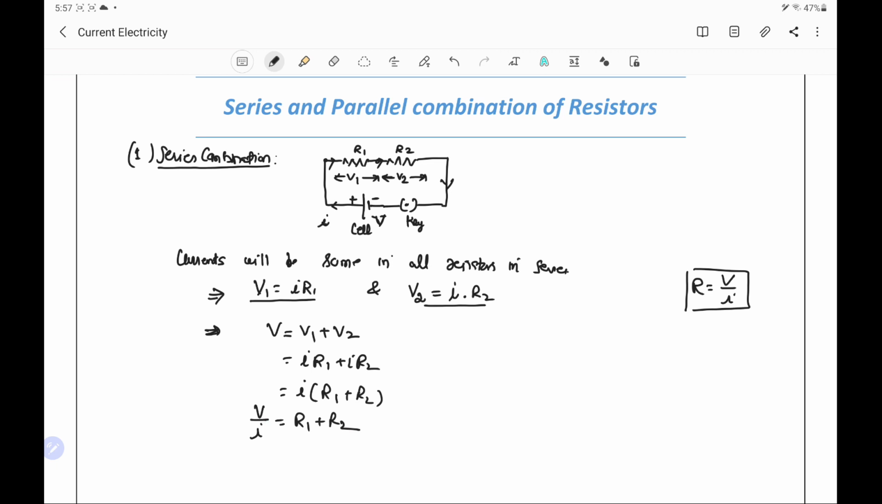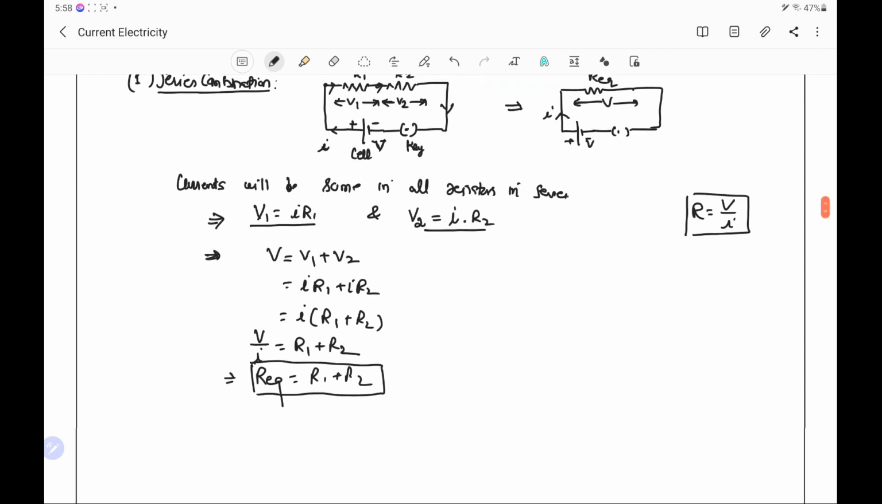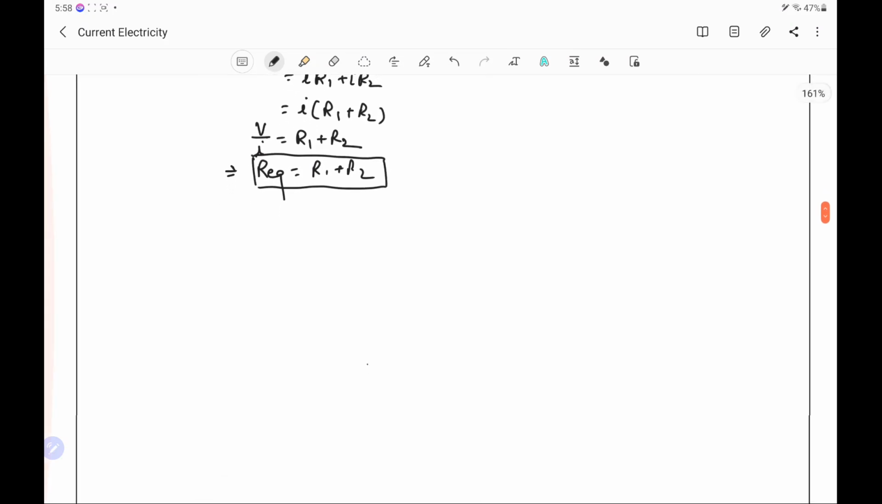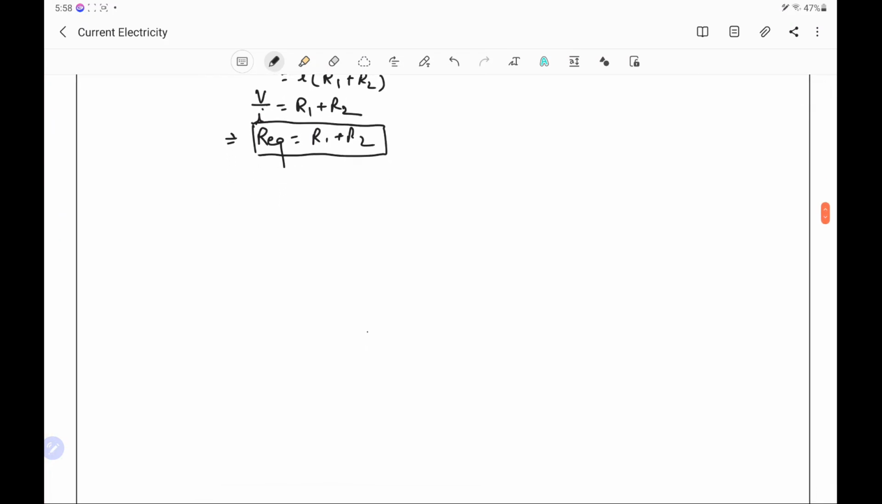This states that if there is a net equivalent resistance Req, which is the equivalent resistance of R1 and R2 in series, connected to a cell of voltage V through a key, then the voltage applied across the equivalent resistor is V and current flowing is I. Therefore, this V by I will actually be R equivalent. So, R equivalent will be R1 plus R2. This is the equivalent resistance of two resistors R1 and R2 in series. In series, we add the values of the resistances of the resistors.